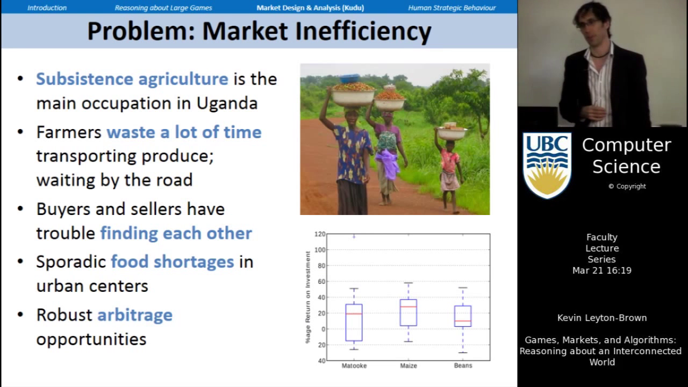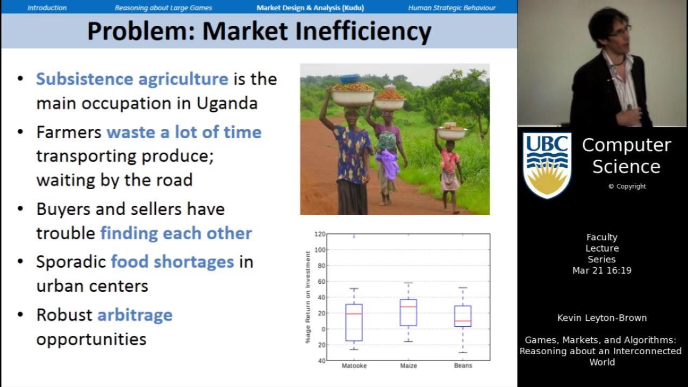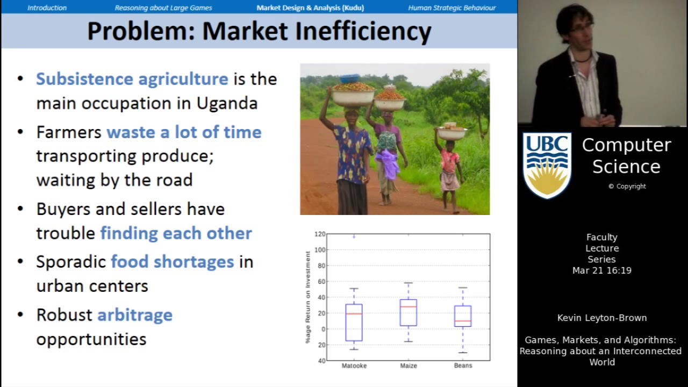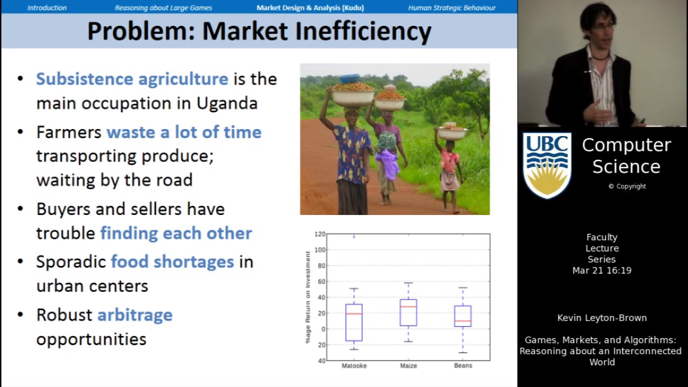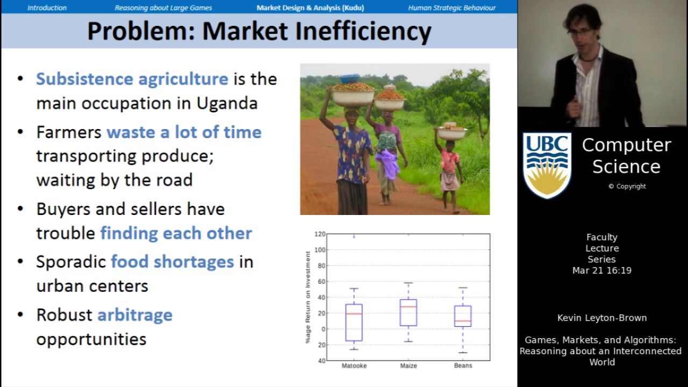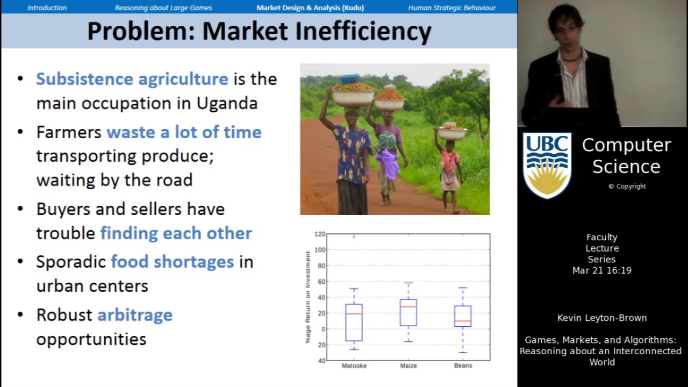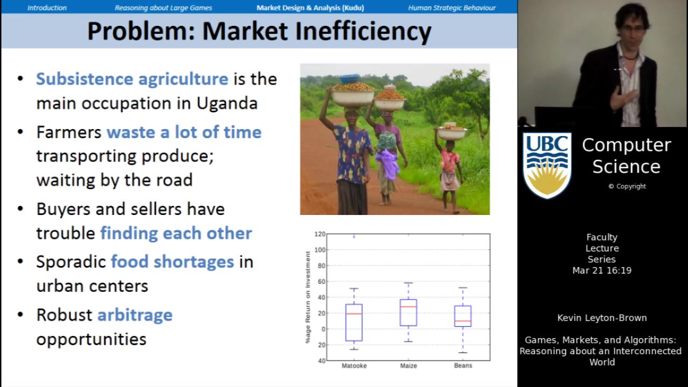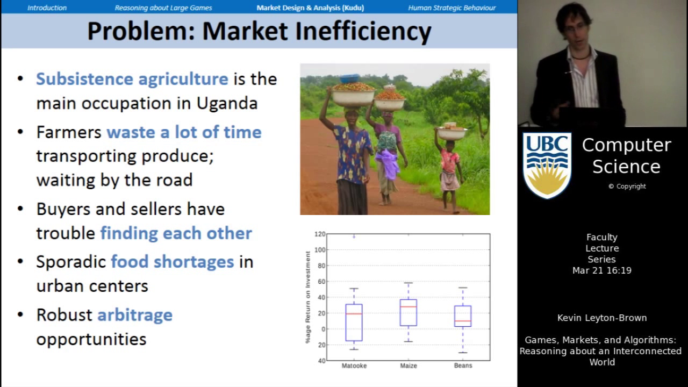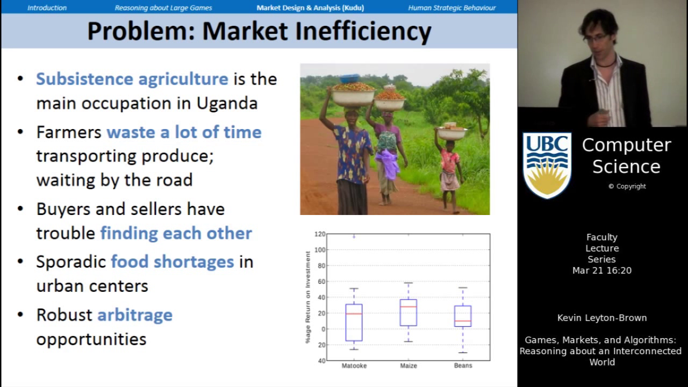But the problem is that this market is really inefficient. Subsistence agriculture is by far the biggest segment of the economy in Uganda by number of people involved. Something like 80% of Ugandans engage in subsistence agriculture. And so selling a little bit of surplus agriculture when they've got it is a really important source of money. And farmers waste a lot of time hauling around their produce, waiting by the side of the road, hoping that somebody will come and buy what they've got.